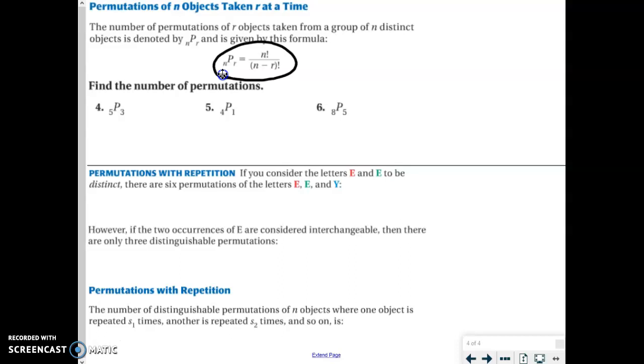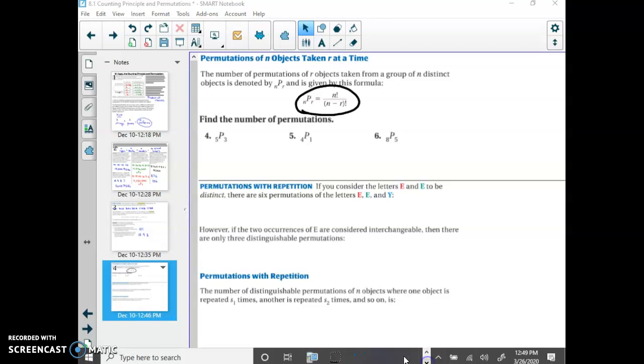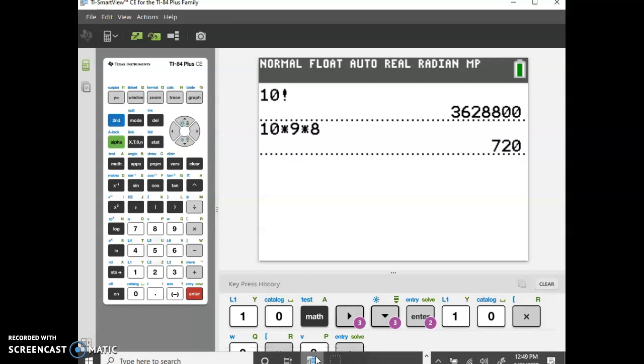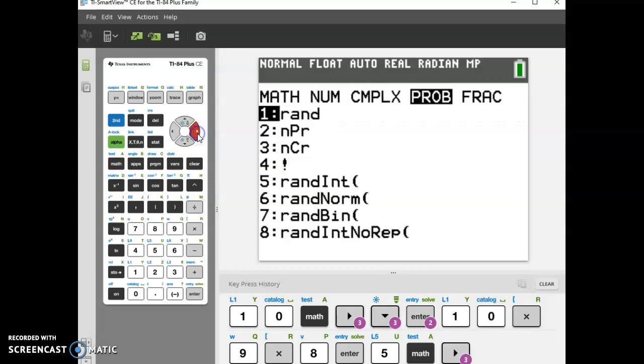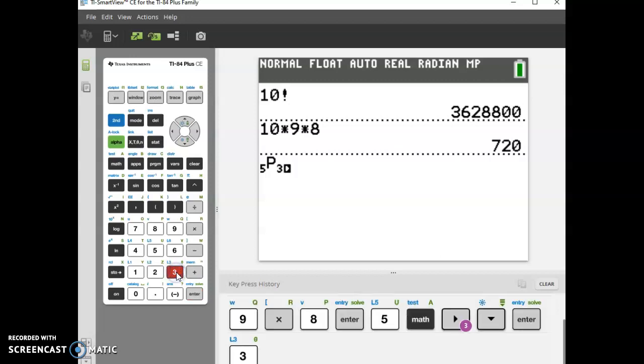So if you take a look at the first example, and this will be the one that I show on the calculator, 5P3. If we take a look back at our calculator, we're going back to that same menu. So in this case, we punch in the first digit, which is our n. Then we hit our math button again. We use our arrows, we go over to the probability menu, and we come down to number 2, nPr, and we hit enter. We then punch in the second number, and we end up with 60.